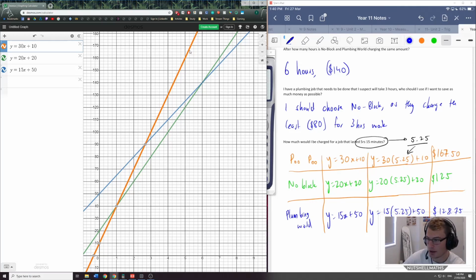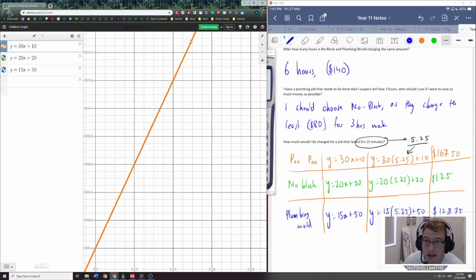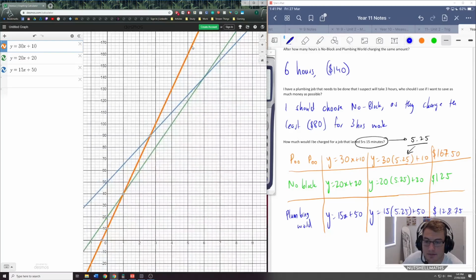Now I'll tell you why you've learned this: because it's guaranteed accuracy. If I asked you, without doing this calculation, how much would Poo Plumbing charge for a job that takes 5.25 hours? You'd look at that and go, oh man, 5.25, it looks like that thing there. And you couldn't be sure because it's 167.5. You could zoom in and get really close, but it's really hard to find exactly how much that is. Let me zoom out again. But if we substitute, we always get it perfectly.